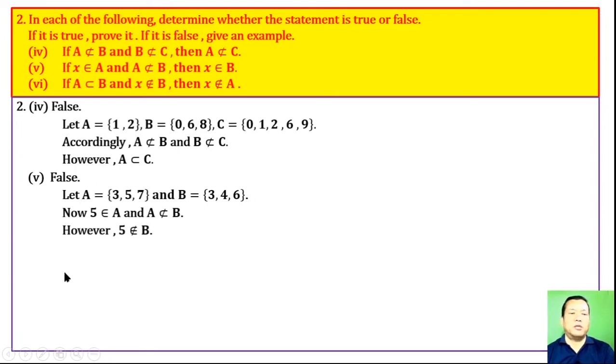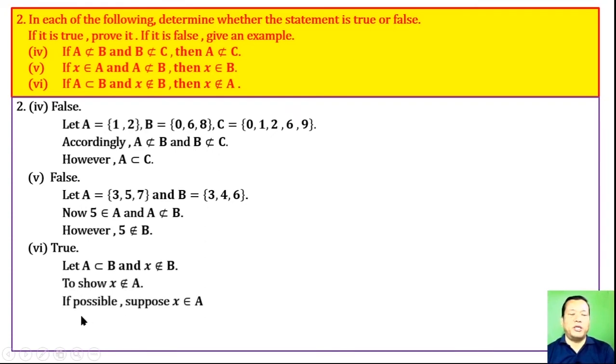Hence, proved. For Roman number 6, if A is a subset of B and X does not belong to B, then X does not belong to A. The statement is true. Let A be a subset of B and X does not belong to B. These two are given. To show X does not belong to A, if possible, suppose X belongs to A.